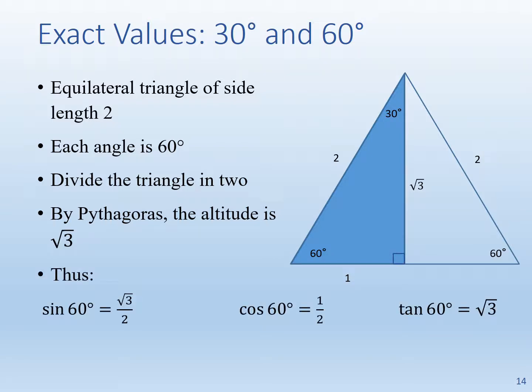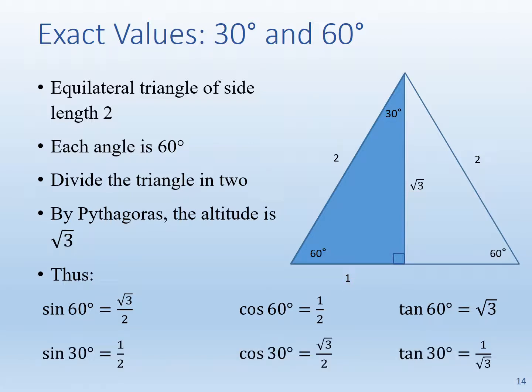And so we can work out what the sine of 60 degrees is. That is the opposite over the hypotenuse, root 3 over 2. The cosine is the adjacent over the hypotenuse, 1 over 2. And the tan is the opposite over the adjacent.